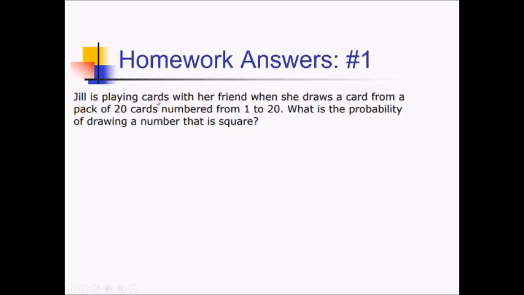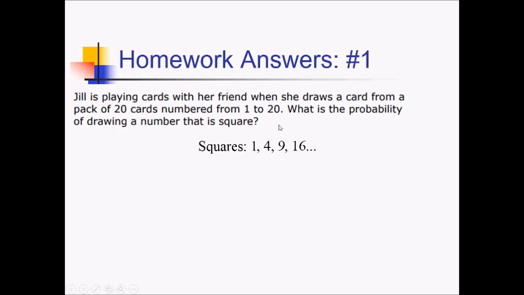On this problem, we have Jill playing cards with a friend, drawing a card from a pack of 20 cards numbered 1 to 20. We want the probability of drawing a card that is a square. By squares, we mean numbers that are the squares of others. For example, 1 is 1 squared, and 4 is 2 squared. Then we have 3 squared, which is 9, 4 squared, which is 16, and there's no other numbers that are perfect squares that are less than 20.